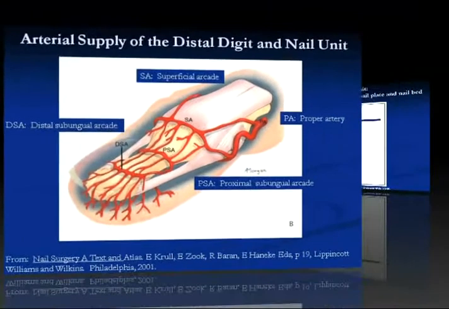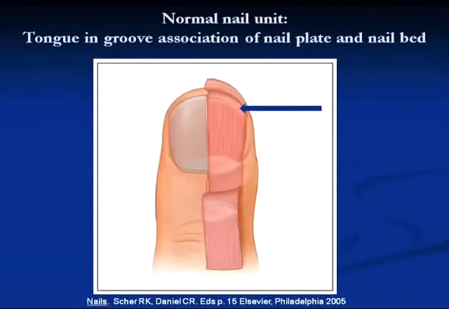There's also this so-called tongue and groove association of the nail plate and the nail bed. The nail plate in a normal nail sits very tightly attached to the underlying nail bed. It has an undulating form that really keeps the nail plate firmly intact.